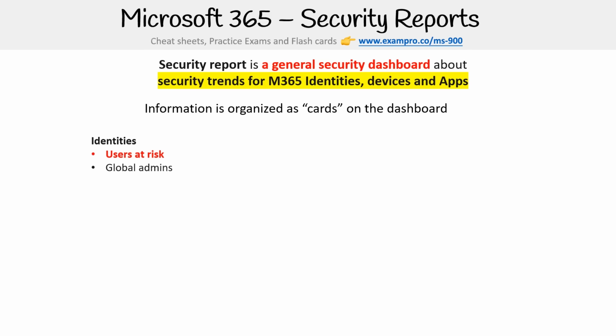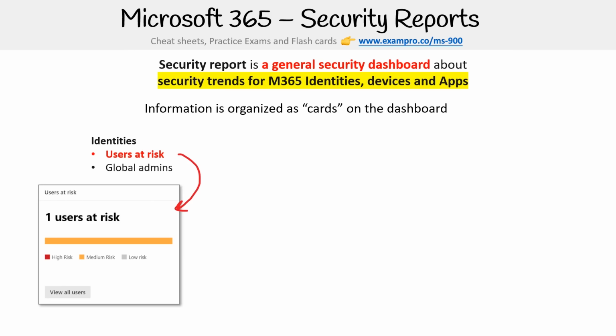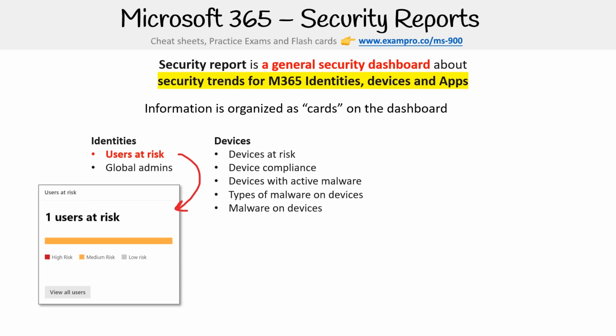So you have identities where we'll have users at risk and global admins. Then you have devices. So devices at risk, device compliance, devices with active malware, types of malware on devices, devices with malware detection, and users with malware detections. Then you have apps which have risk levels.